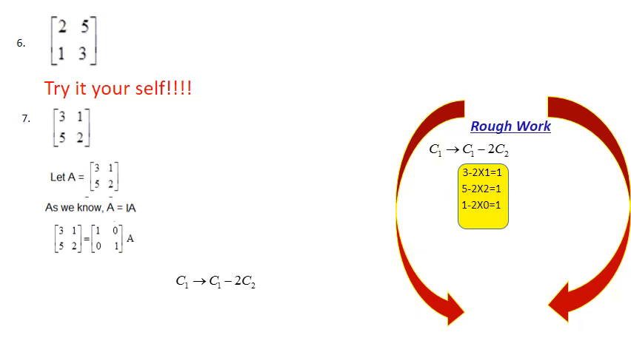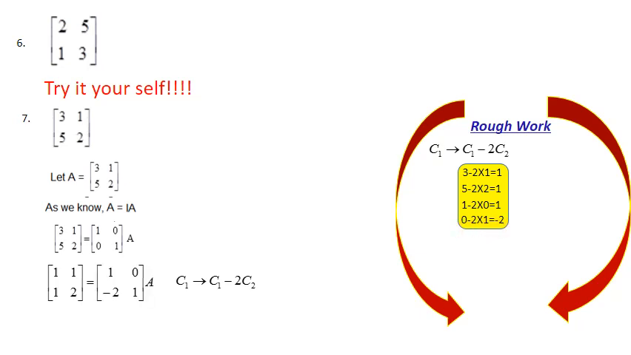Next, here we have to compute. C1 element is 1, that is 1 minus 2 into C2 element, which is 0. 1 minus 2 into 0, that is 1. Next, C1 element is 0, C2 element is 1, that is 0 minus 2 into 1. 0 minus 2 into 1 is minus 2.